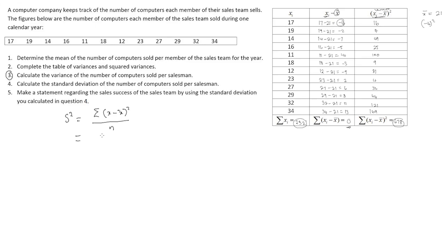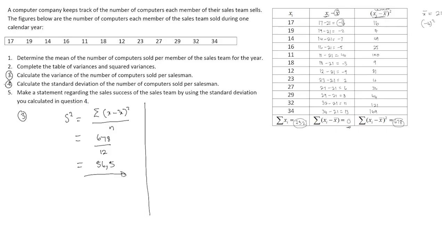So, okay, we have 678 all over the number of items, which is 12. If you divide that into the variance, your answer will then be 56.5, and that's your total variance. Okay, that's question number 3. You guys okay with that? So let's go into the 4th question, question number 4.